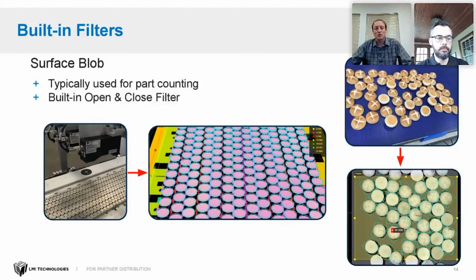And with using the Surface Blob tool for part counting, it can be sensitive to parts that are touching. And so a good filter to use with this tool is an open or close filter to separate out those parts. And we've built that filter functionality into our Surface Blob tool. You don't have to use it, but it's available there within the tool without having to add a separate tool in your program.